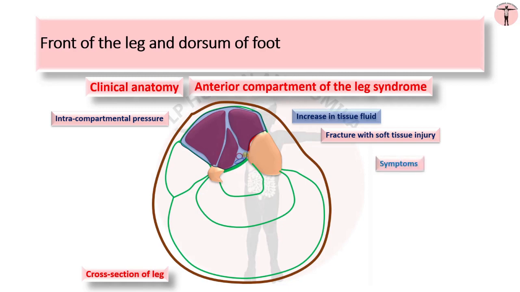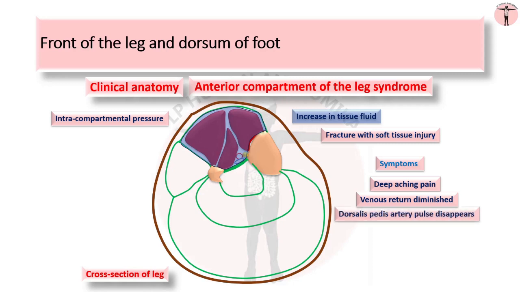The symptoms include the following. The deep aching pain that is characteristic of this syndrome can become severe. Dorsiflexion and plantar flexion of the foot at the ankle joint increases the severity of the pain. As the pressure rises, the venous return is diminished, thus producing a further rise in the pressure. In severe cases, the arterial supply is eventually cut off by compression and the dorsalis pedis arterial pulse disappears.